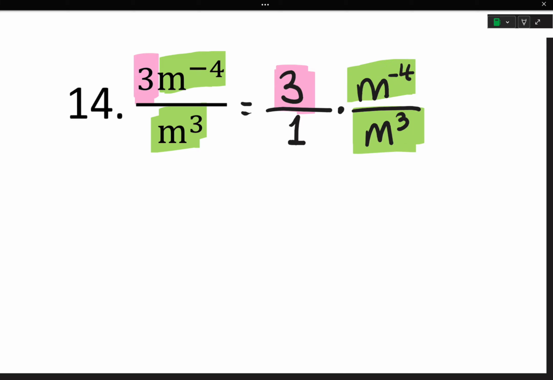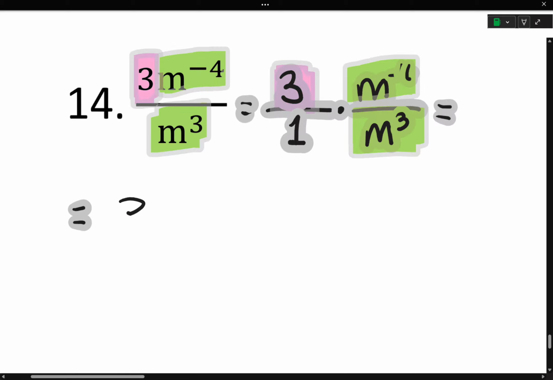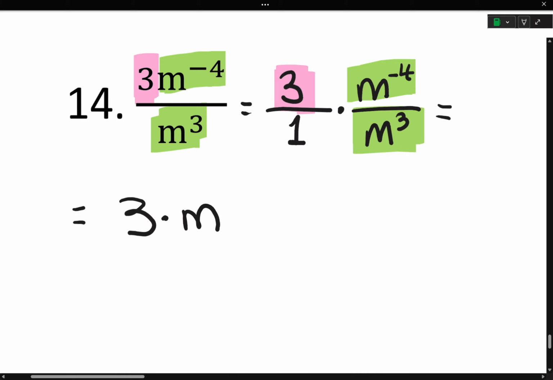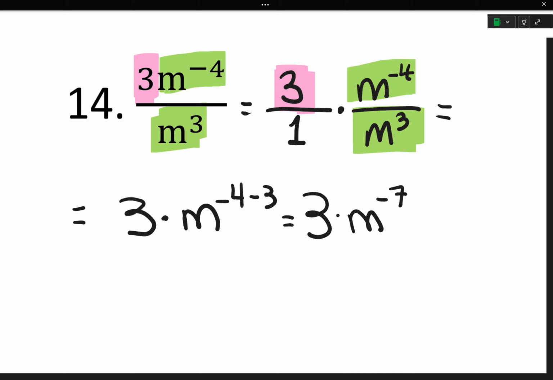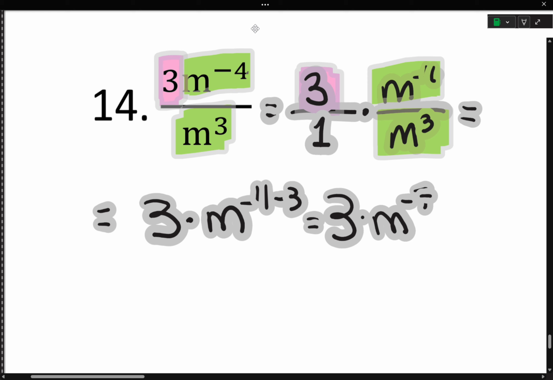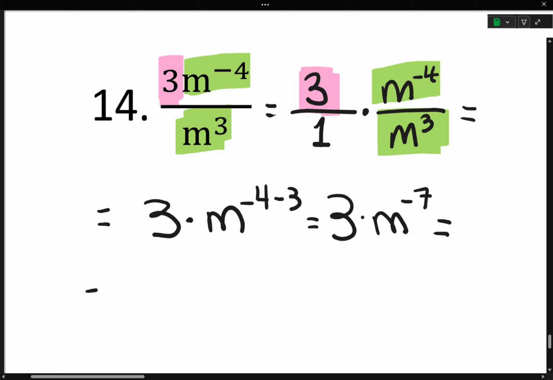When we divide two of the same bases, we subtract their exponents. So, let's simplify. 3 over 1 is 3. And then we get m to the power of negative 4 minus 3. 3 stays 3. Negative 4 minus 3 is negative 7. We got a negative exponent. Let's take care of it.